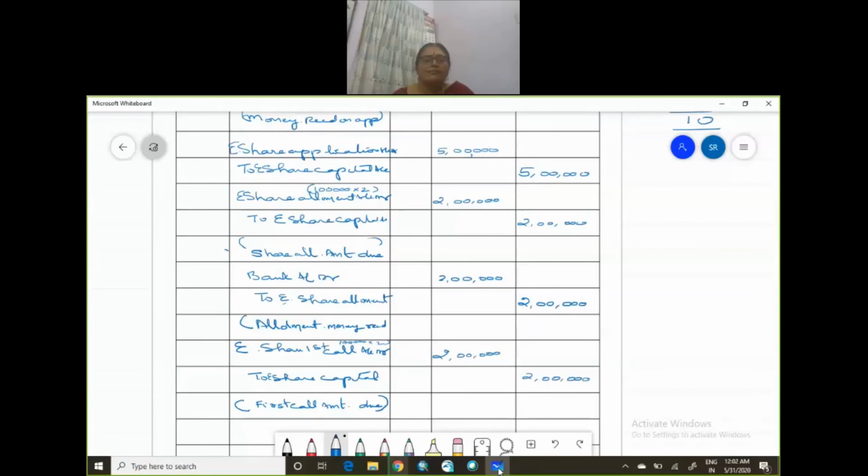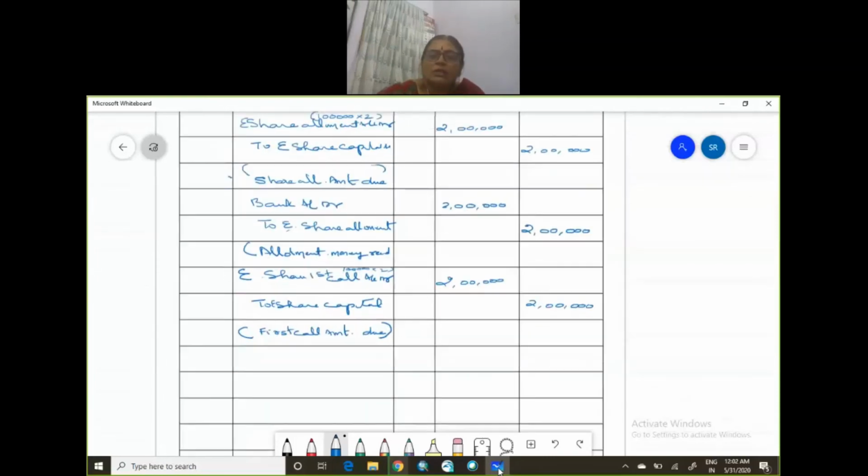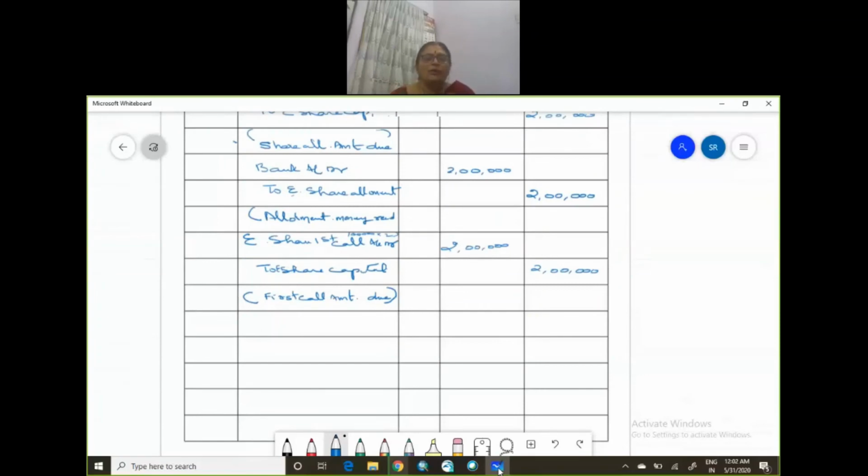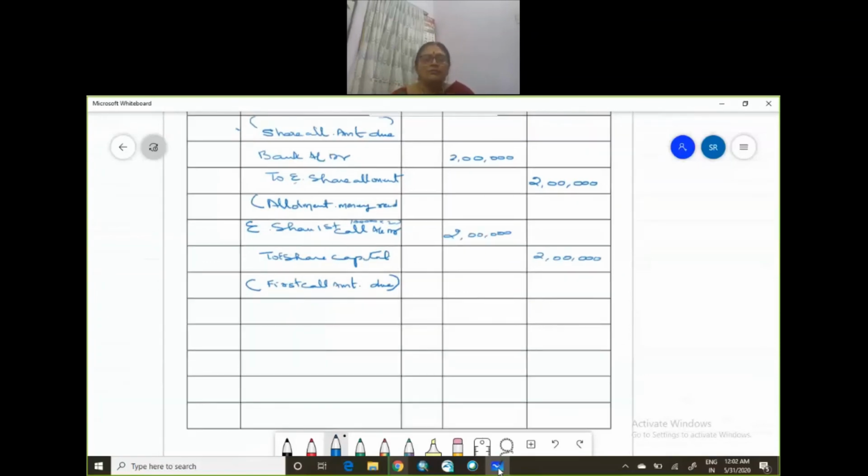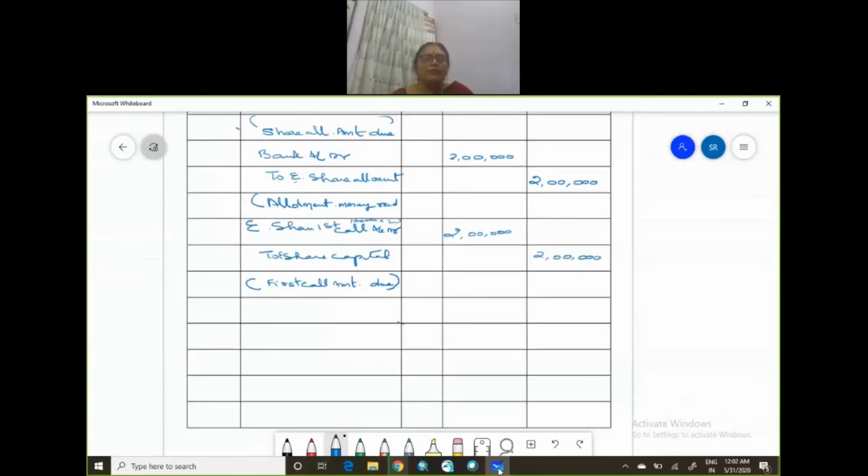Okay. Now this much money is due. They called for the first call and then you're going to pay for it. Alright. Now here, bank account debit to equity share first call, being first call money received. How much is it? 2 lakhs.